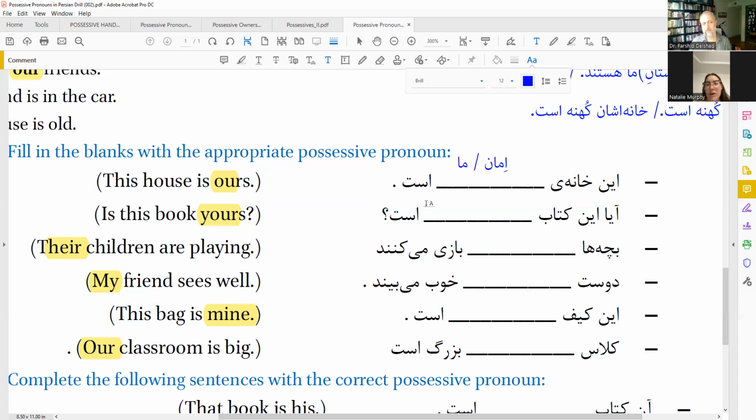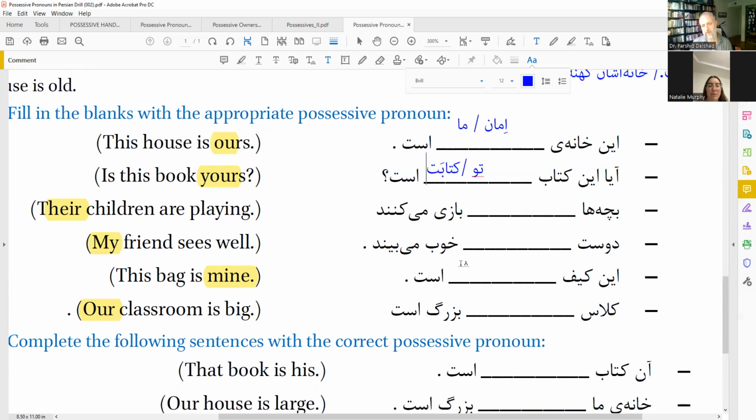Aya in ketab کتاب تو است. Perfect. آیا کتاب تو است or کتابت است. کتابت. Perfect. Kitabat. Perfect. Next one.